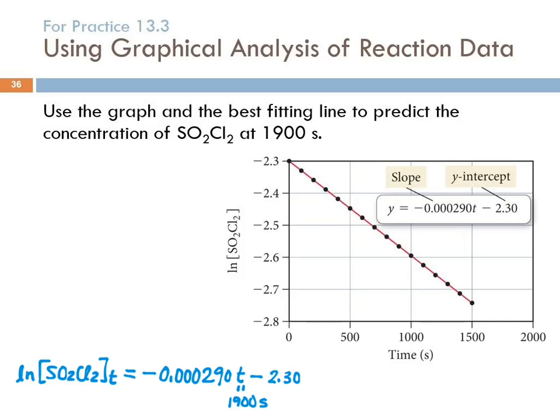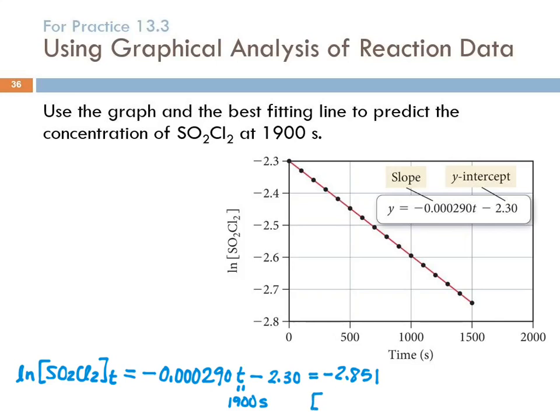So 0.000290, change the sign, times 1900, minus 2.3. I'm getting negative 2.851. Is that the concentration of SO2Cl2 at 1900? What's the big tip-off that that can't be a concentration? It's negative. You can't have a negative concentration. Well, that's not the concentration. That's the natural log of the concentration. Okay?